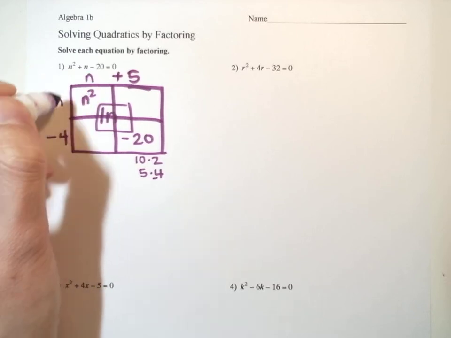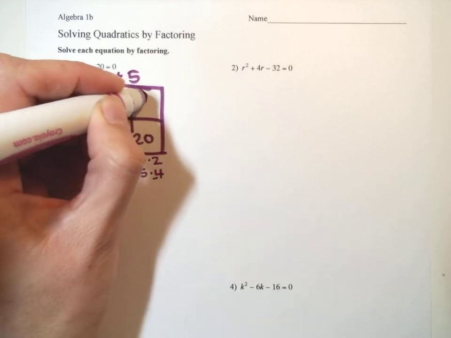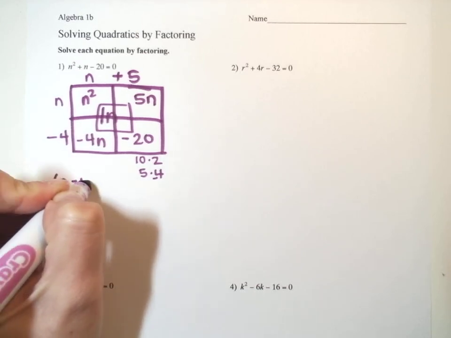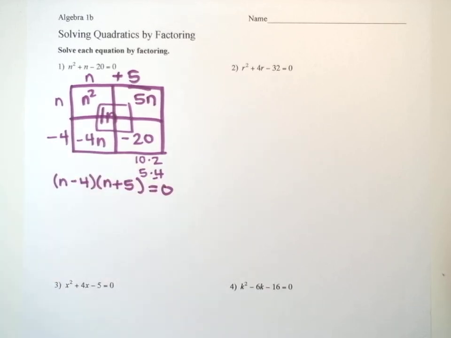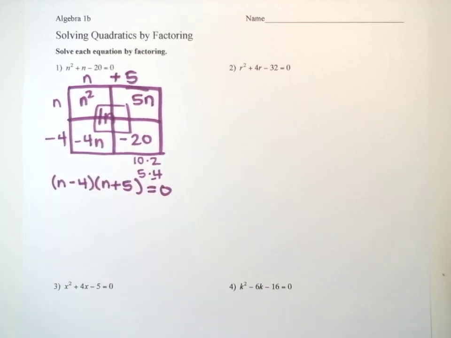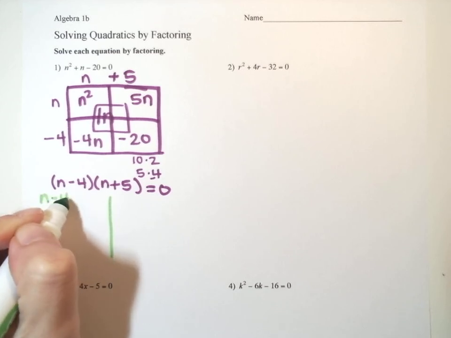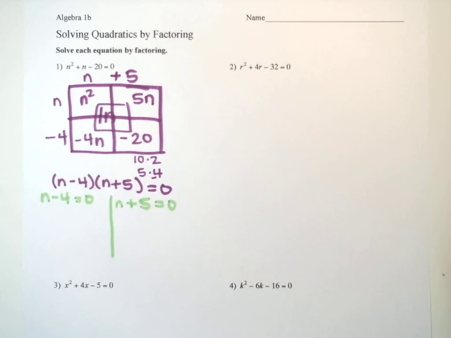If we multiply -4 times n, we get -4n and n times 5, which gives us 5n. And those combine to give us our +1n. Perfect. So we now have our factors, n minus 4 times n plus 5. We know that those equal 0. So now we're going to set each factor equal to 0 and solve. So our first factor, n minus 4, equals 0, and then n plus 5 equals 0.